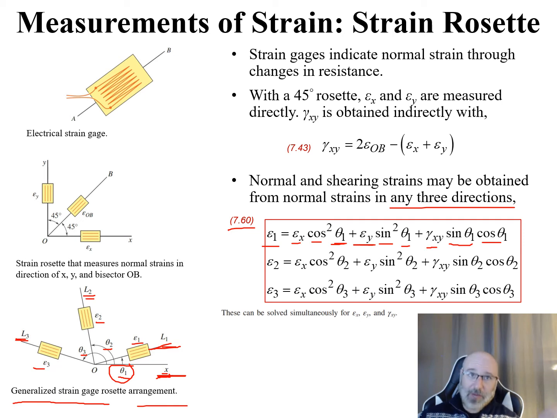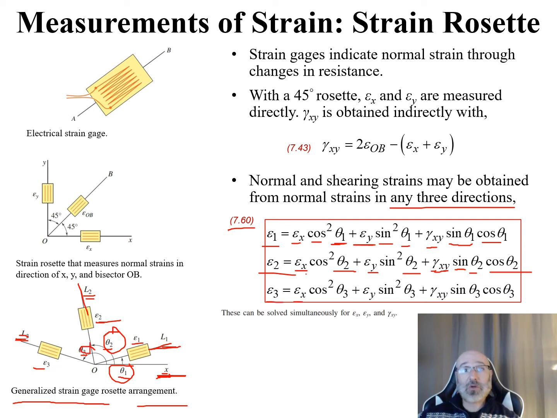Now we can do a similar thing for epsilon 2, breaking this down between our x, y, and shearing xy. This says epsilon x times the cosine squared of theta 2, the angle between our x-axis and our L2 axis, plus epsilon y times the sine squared of that same theta 2, plus our shearing strain xy times the sine of theta 2 times the cosine of theta 2.